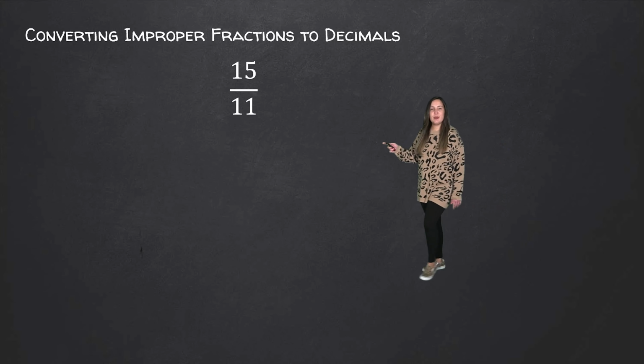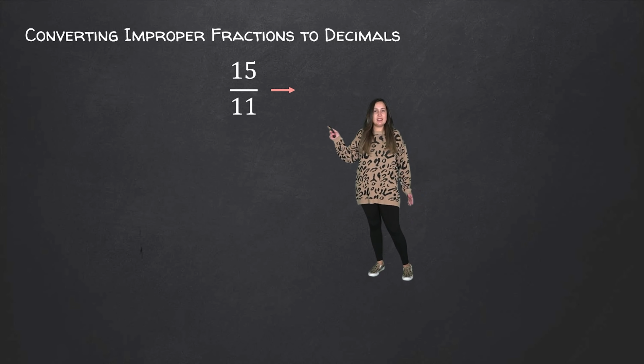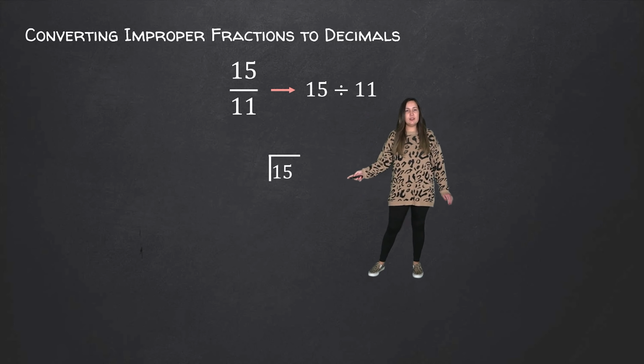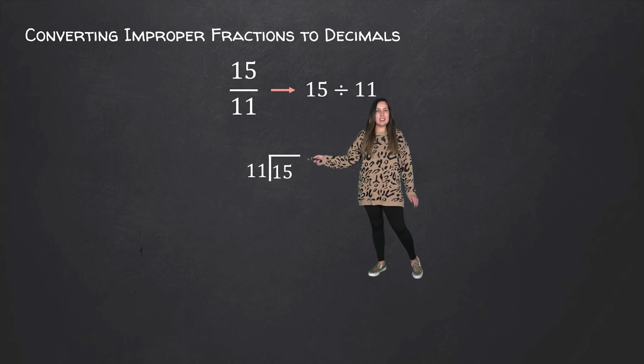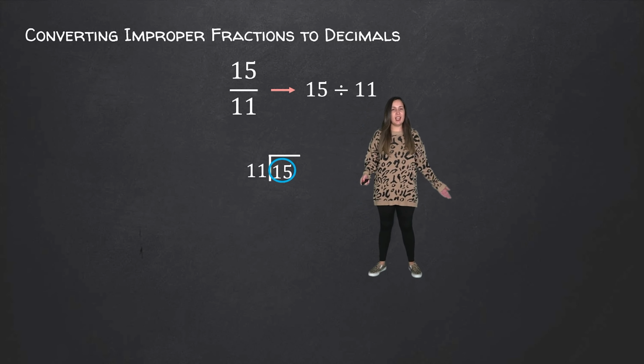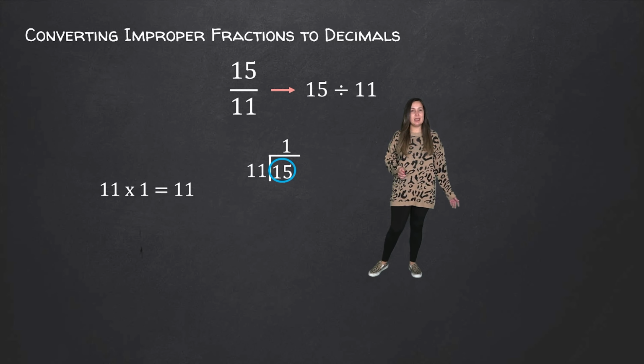Alright, so here we have 15 over 11. So remember that this is a division problem where we have 15 divided by 11. 15 goes on the inside because our numerator is our dividend and our denominator is our divisor, which is 11. Then we ask ourselves, how many times does 11 go into 15? Well, 11 goes into 15 one time because 11 times 1 is equal to 11. Then we add an 11 and we subtract. 15 minus 11 is equal to 4.